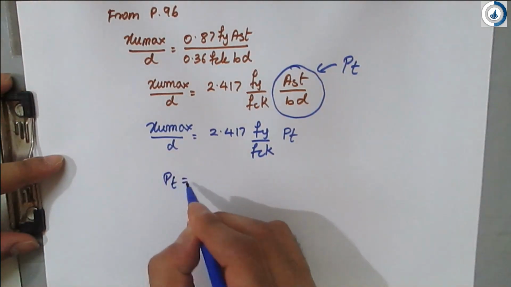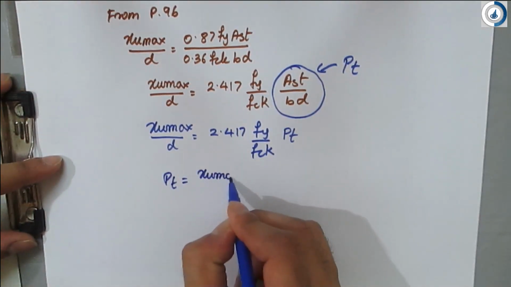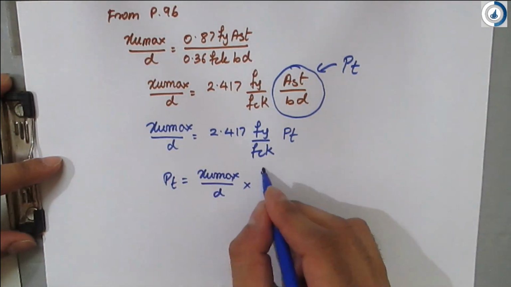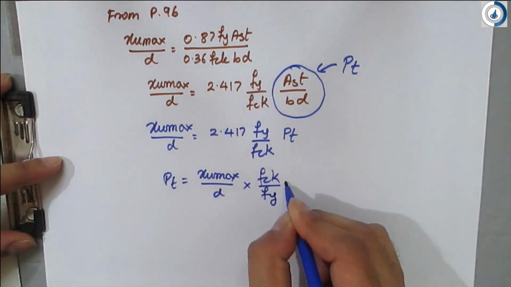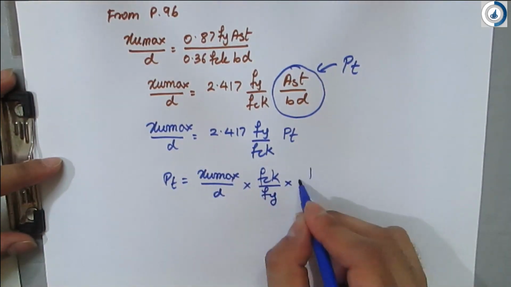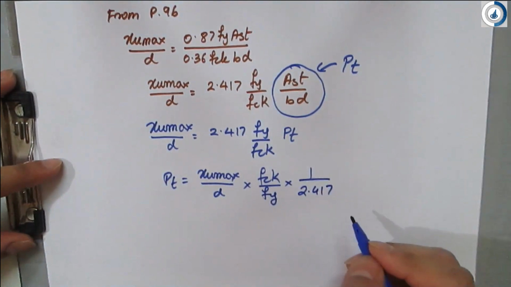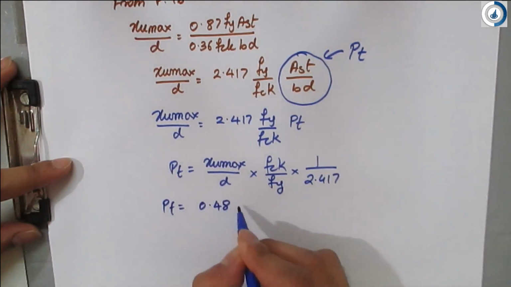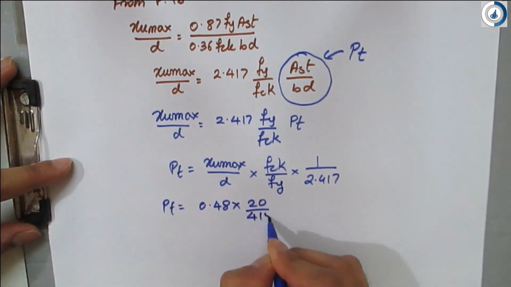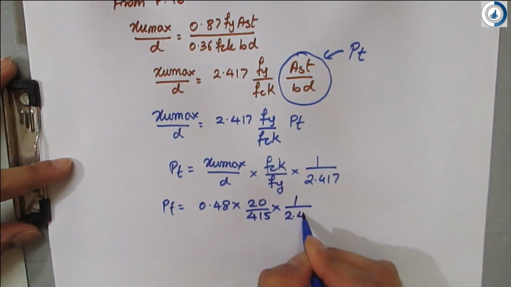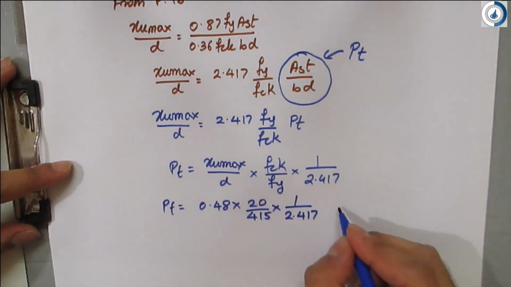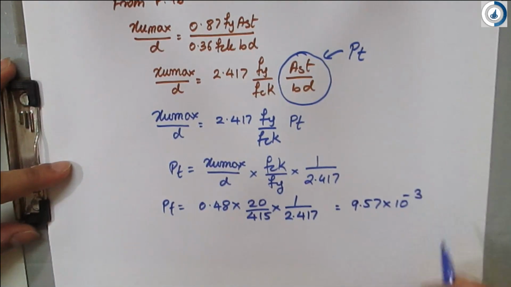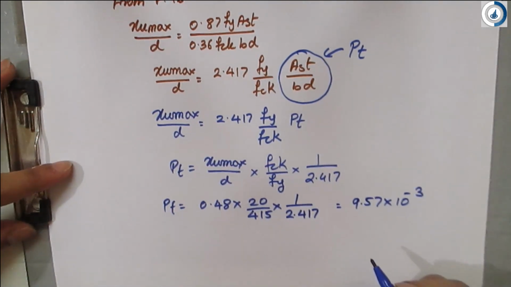So PT equals XU max by D into FCK by FY into 1 divided by 2.417. Just substitute. PT is equal to 0.48 into 20 by 415 into 1 divided by 2.417. So you will be getting this value as 9.57 into 10 raised to minus 3. So you have got the percentage of steel.